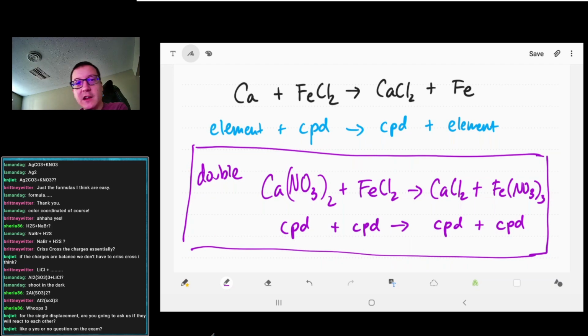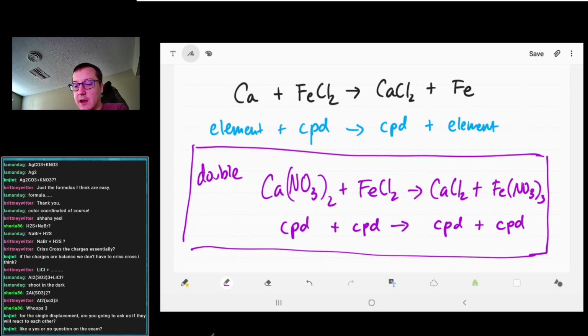You'll have that in probably Gen Chem 2, where you're going to be looking at what's called a reactivity series, or rather an activity series, which is going to tell you whether or not it'll take place. For us in this class, it's always going to work. So we don't have to worry about that.